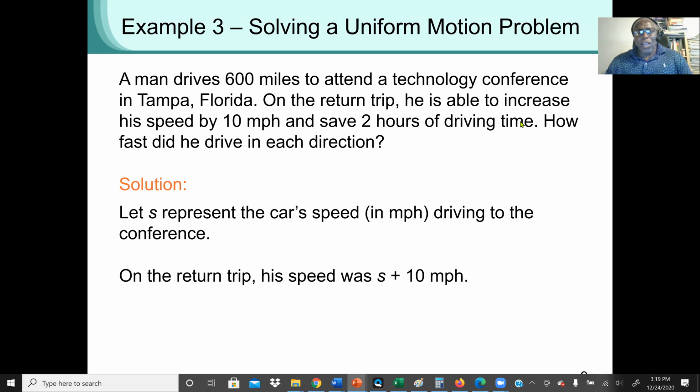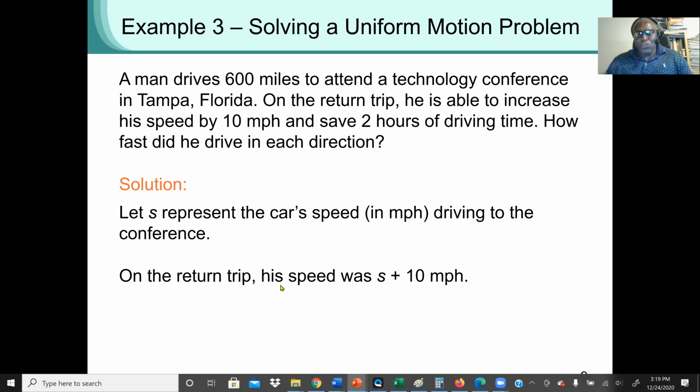Now the question is, how fast did he drive in each direction? So now we need to know the speed in the direction going to the technology conference. The return trip increased the speed by 10 miles per hour, saving 2 hours. So here we can let X, again, you can use any letter. Here we are using S to represent the car's speed, and that's what we are looking for. And speed is always in miles per hour, driven to the conference.